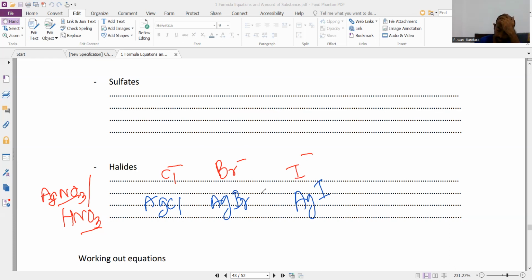Okay, white, cream and yellow precipitates for chloride, bromide and iodide.